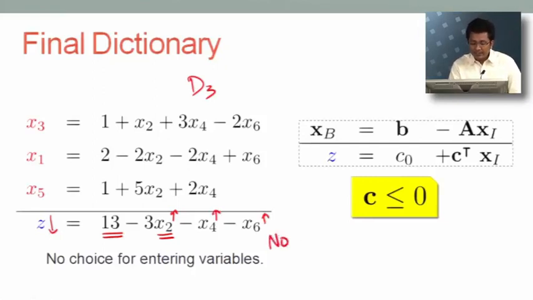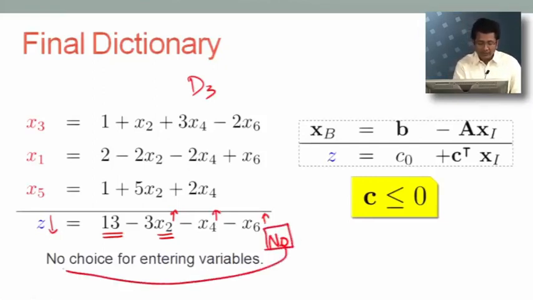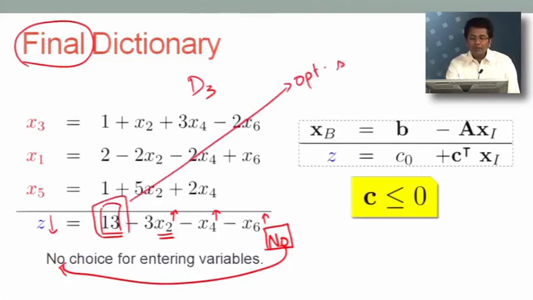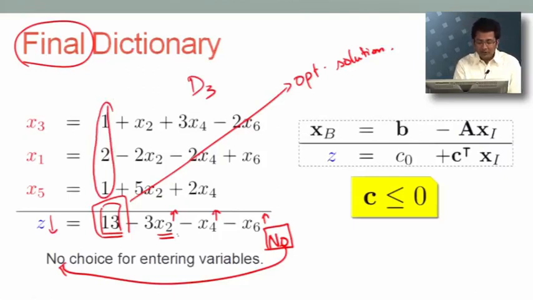So in this dictionary, there is no entering variable, no choice for entering variables at all. If there is no choice for entering variable, then we are done. And such a dictionary is called a final dictionary. The objective value of such a dictionary is the optimal solution. We'll prove this. Furthermore, we can read off the solution from this dictionary, and that's going to be a solution to the problem. The optimal value is read off as 13.